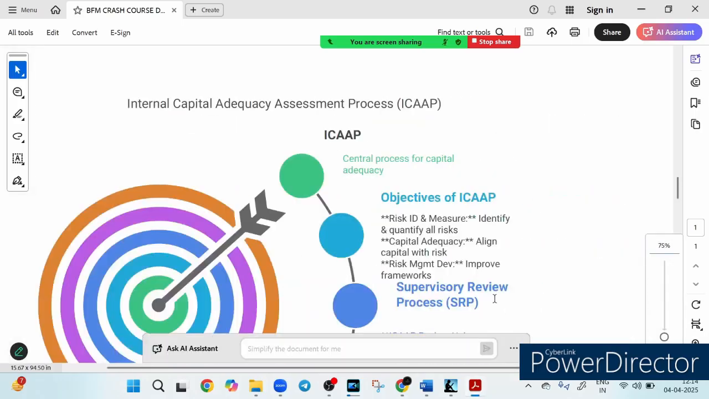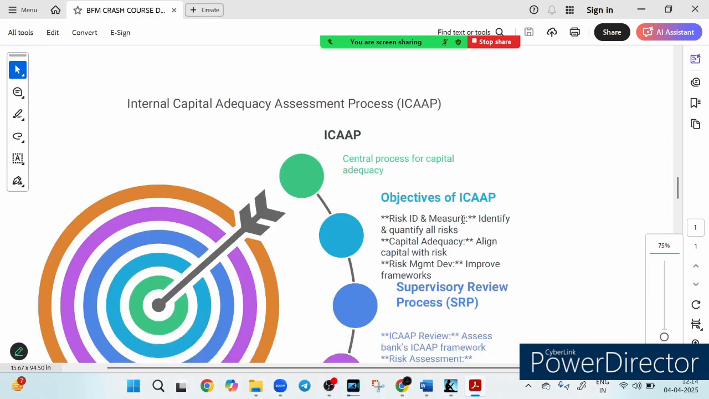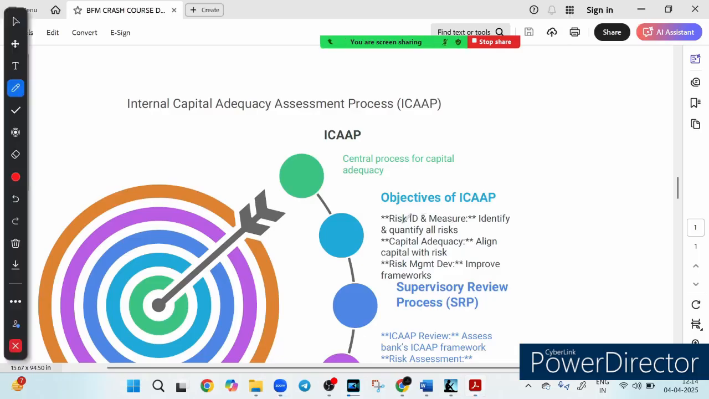If you look at the objective of ICAAP, as you can see, ICAAP is not just a compliance checkbox. It's a strategic approach to risk management. It focuses on, first of all, risk identification and measurement, which means identifying and quantifying all possible risks that the bank might face. Then capital adequacy, which means aligning capital reserve with the risk level to ensure a strong financial cushion. So two things are there. On one side you have the capital reserve, how much capital reserve we have, and on the other side we have the risk level, and you align both of them. Why do you align both of them? To ensure a strong financial cushion.